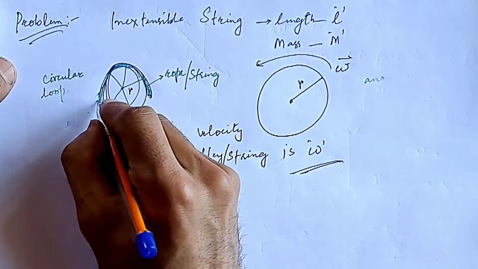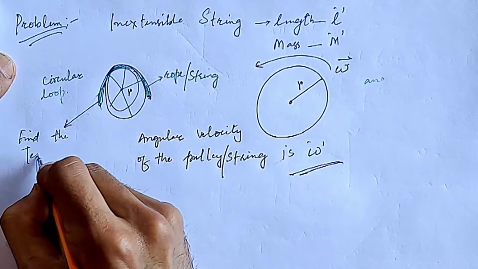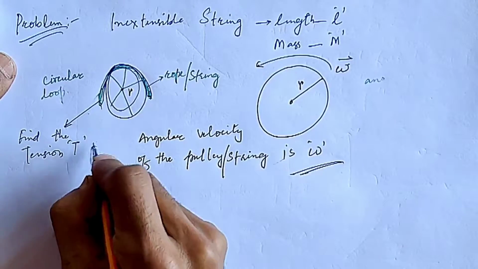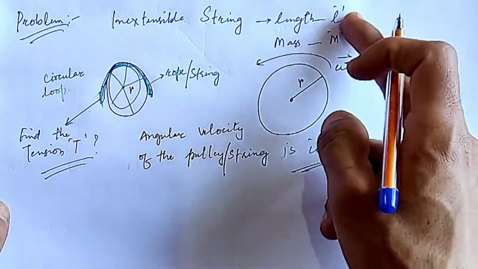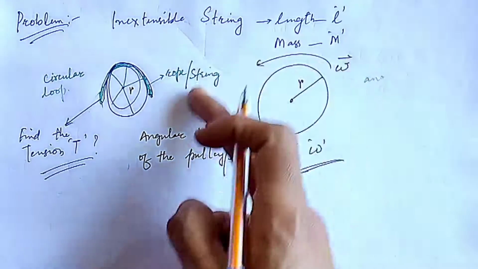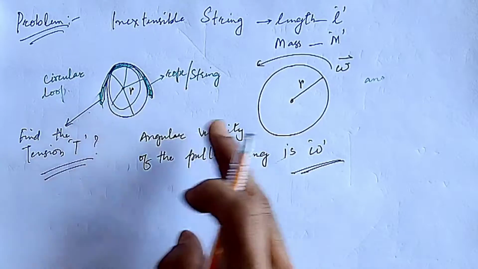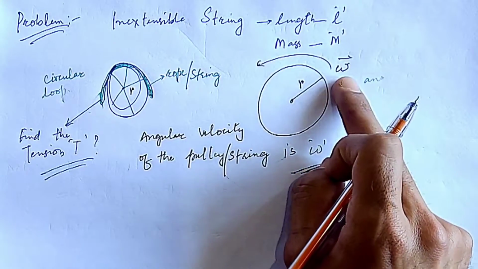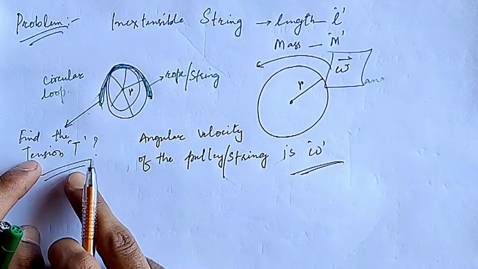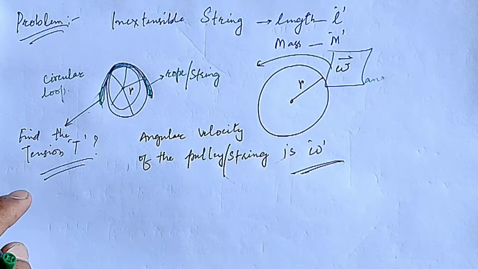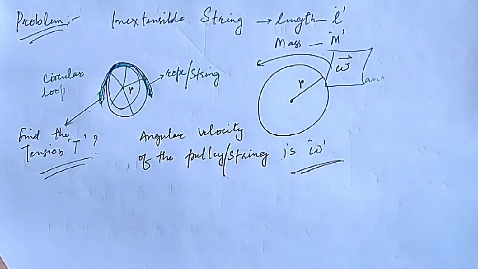This is the string. We have to find the tension upon this string, tension T. Okay, this is the problem. An extensible string of length L and mass M, moving up on a roller, or we can say pulley, with angular velocity omega. And we have to find the tension applied onto this very pulley, onto this very string.